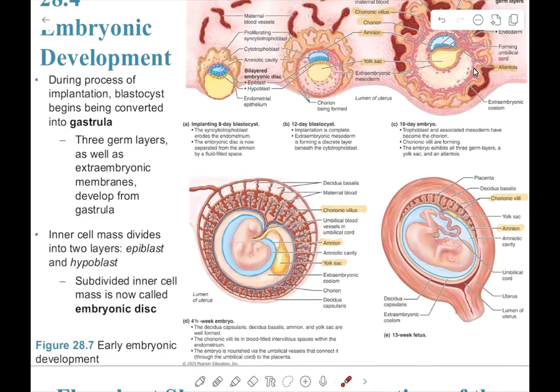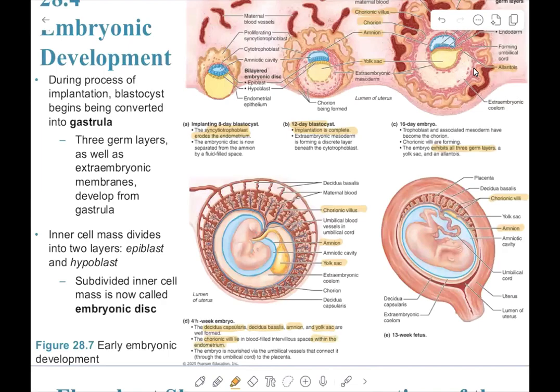So in the captions, it shows what is occurring at each stage here. So early on, during that window of implantation, the syncytiotrophoblast is eroding that endometrium. Implantation is complete by day 12, so that's an important marker to know. The embryo then is going to exhibit all three germ layers, which we're going to talk about next at day 16. And then the 4.5-week embryo, we see the decidua capsularis, basalis, amnion, yolk sac, and the chorion villi are within the endometrium.